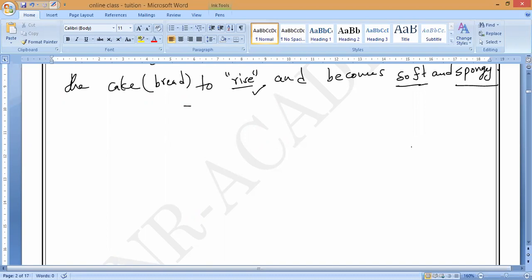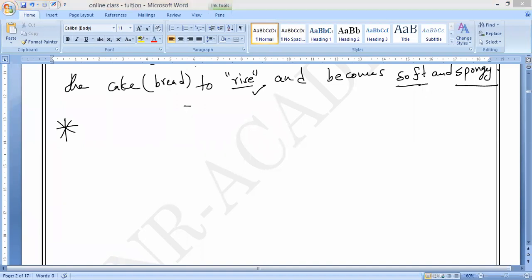Now, if there is no baking powder, what will happen? There is no rise of cake or bread. So the size will become quite small. They will ask you this as an MCQ in the exam. What will happen to the cake or bread if baking powder is not added?